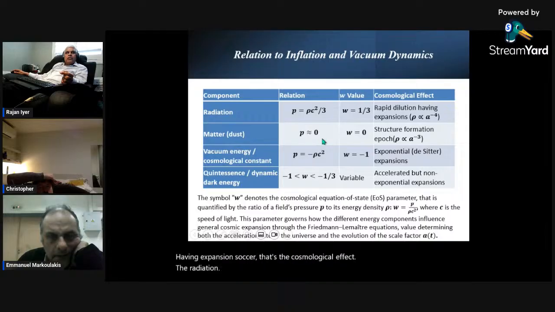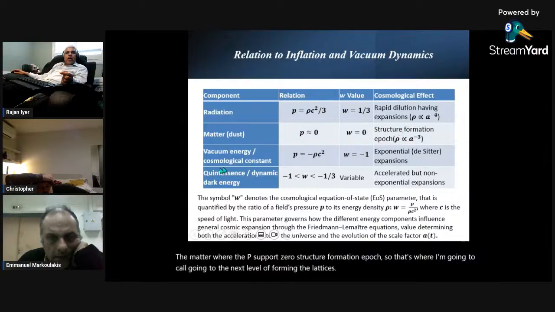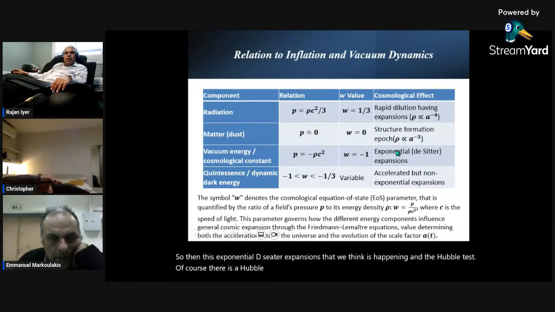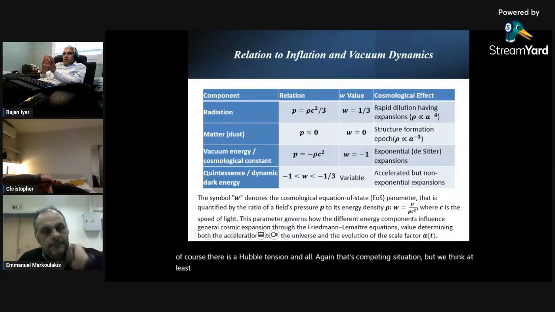The matter, where p is about 0, is the structure formation epoch. So that's where I'm going to go into the next level of forming the lattices, the hadron lattice, so to say. Then the vacuum energy and cosmological constant gives exponential de Sitter expansion, which we think is happening, and the Hubble tension, of course. Again, that's a complicating situation, but we think at least within the space we have, the universe expanded.